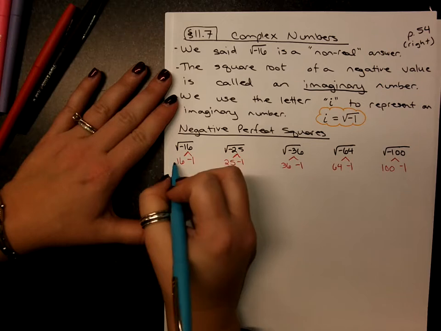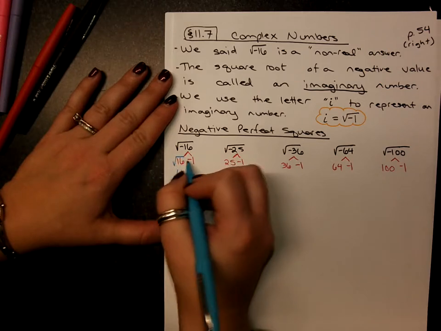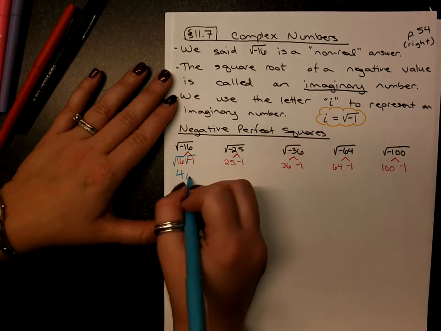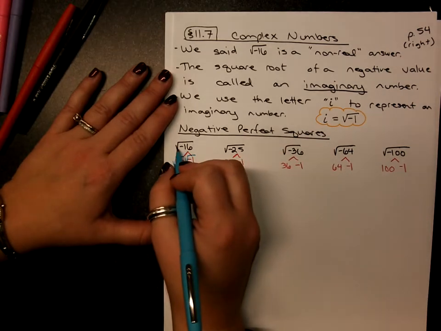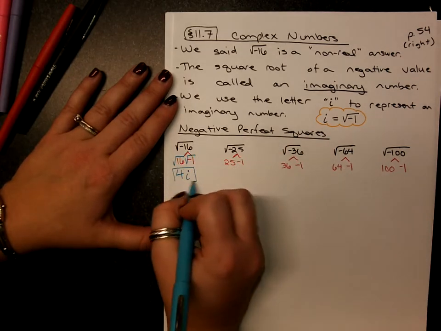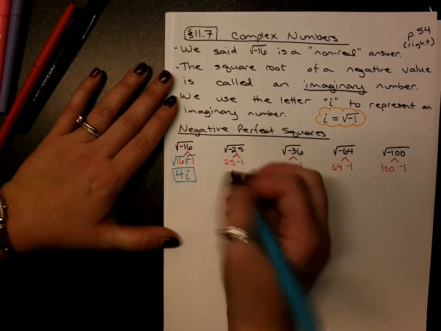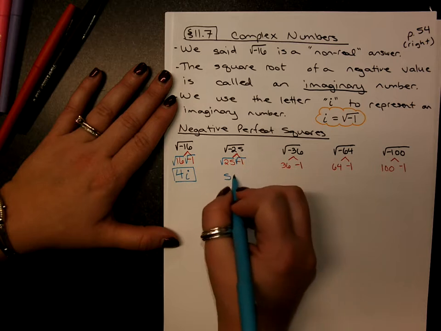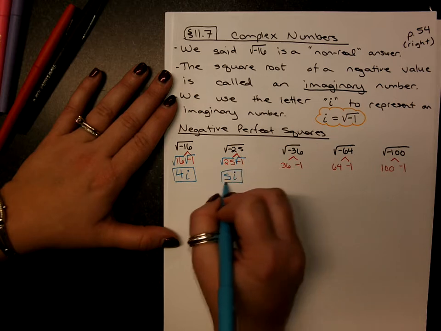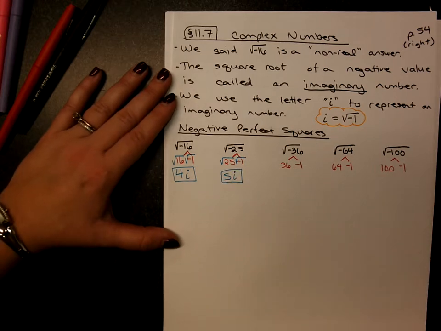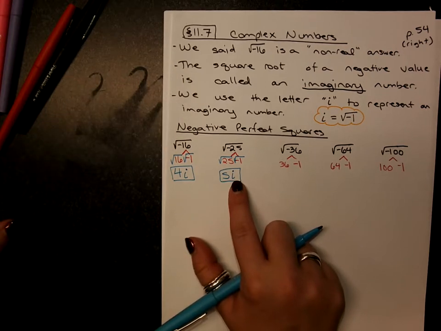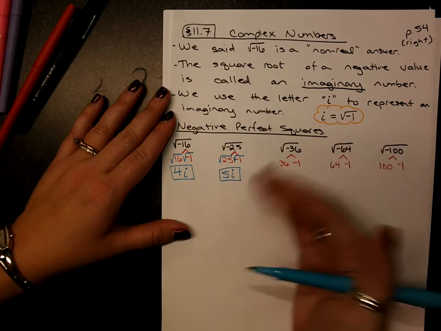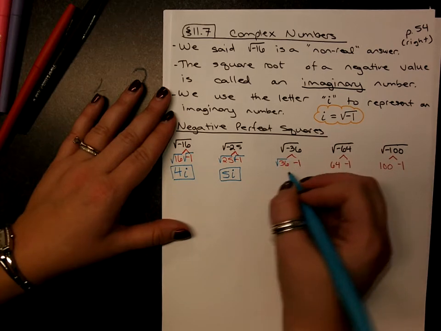The square root of 16 is 4, and we just said that the square root of -1 is going to be the letter I. So the square root of -16 is 4I. The square root of 25 is 5. The square root of -1 is I. And I know this is very strange. This little letter I is brand new. Your brain has never seen it before, so it's a little frustrated right now. The more we practice with it, the more comfortable your brain will get.